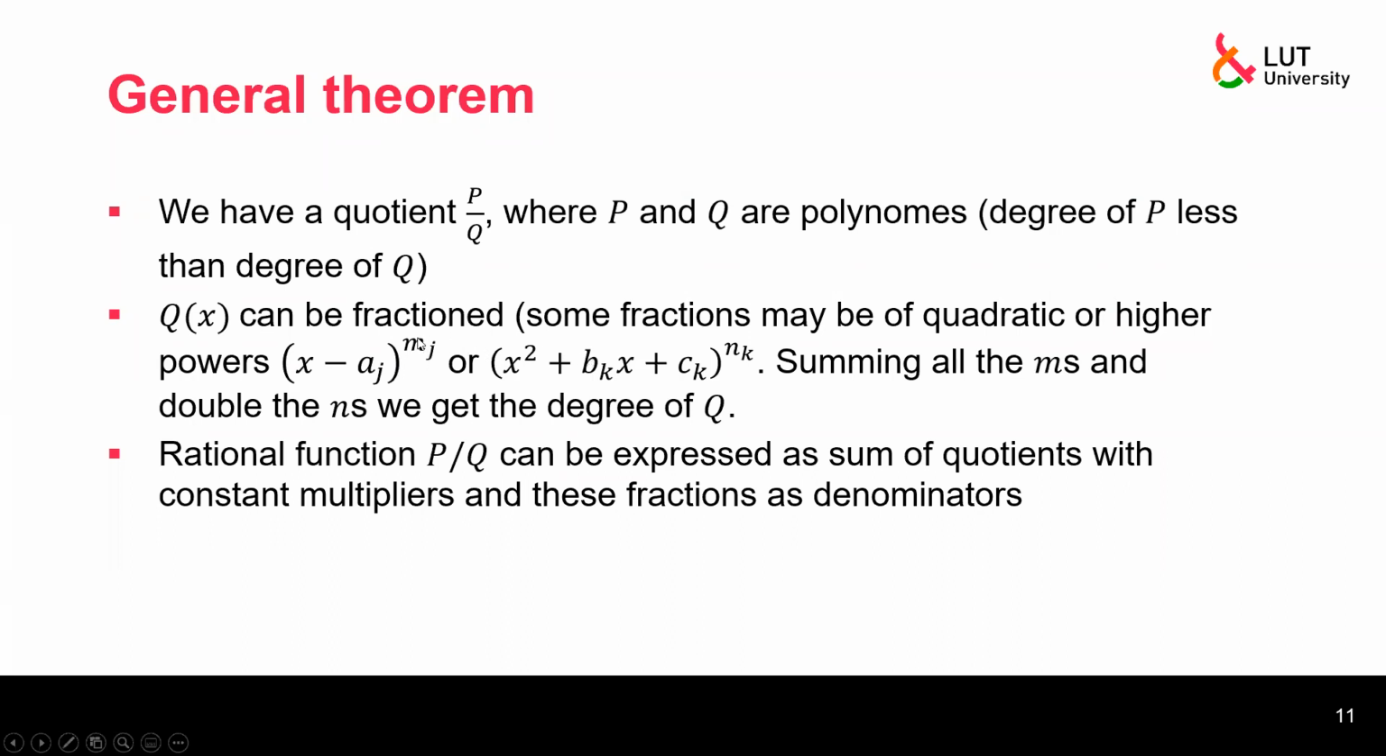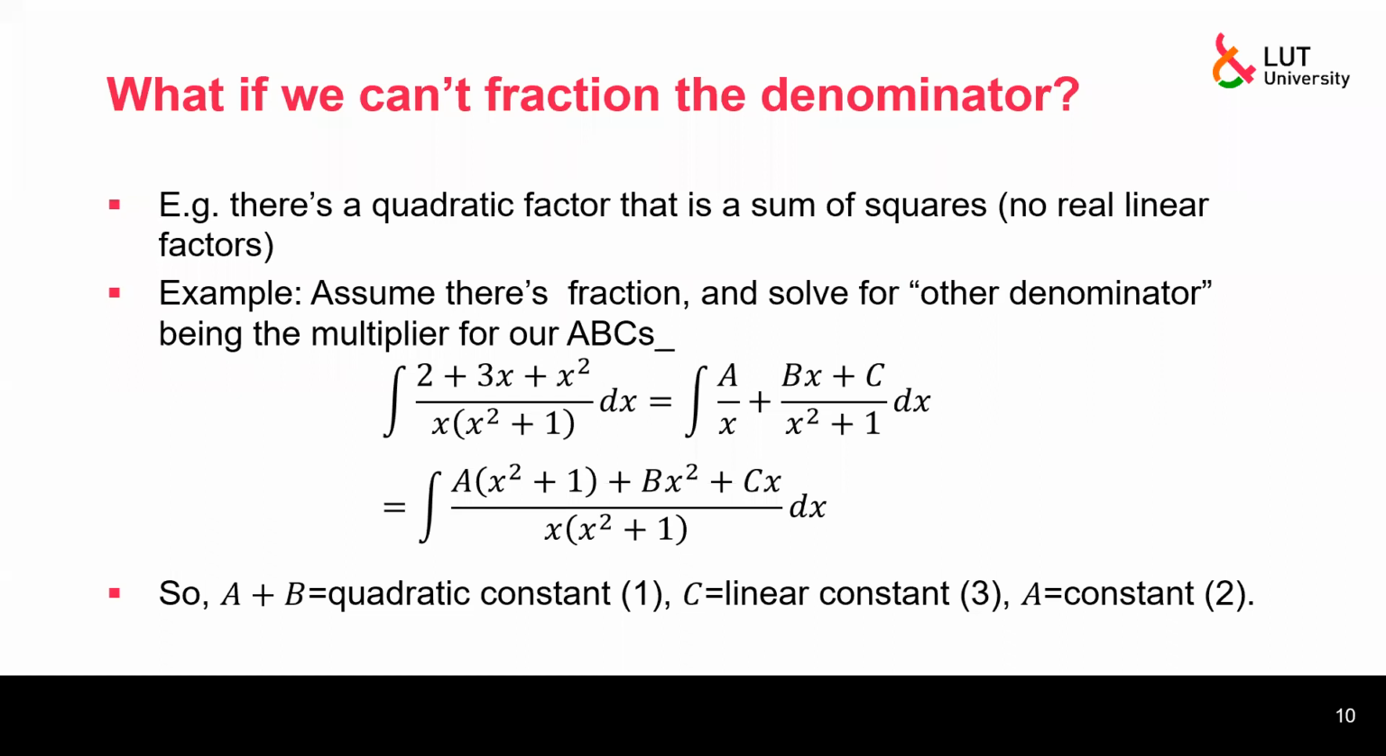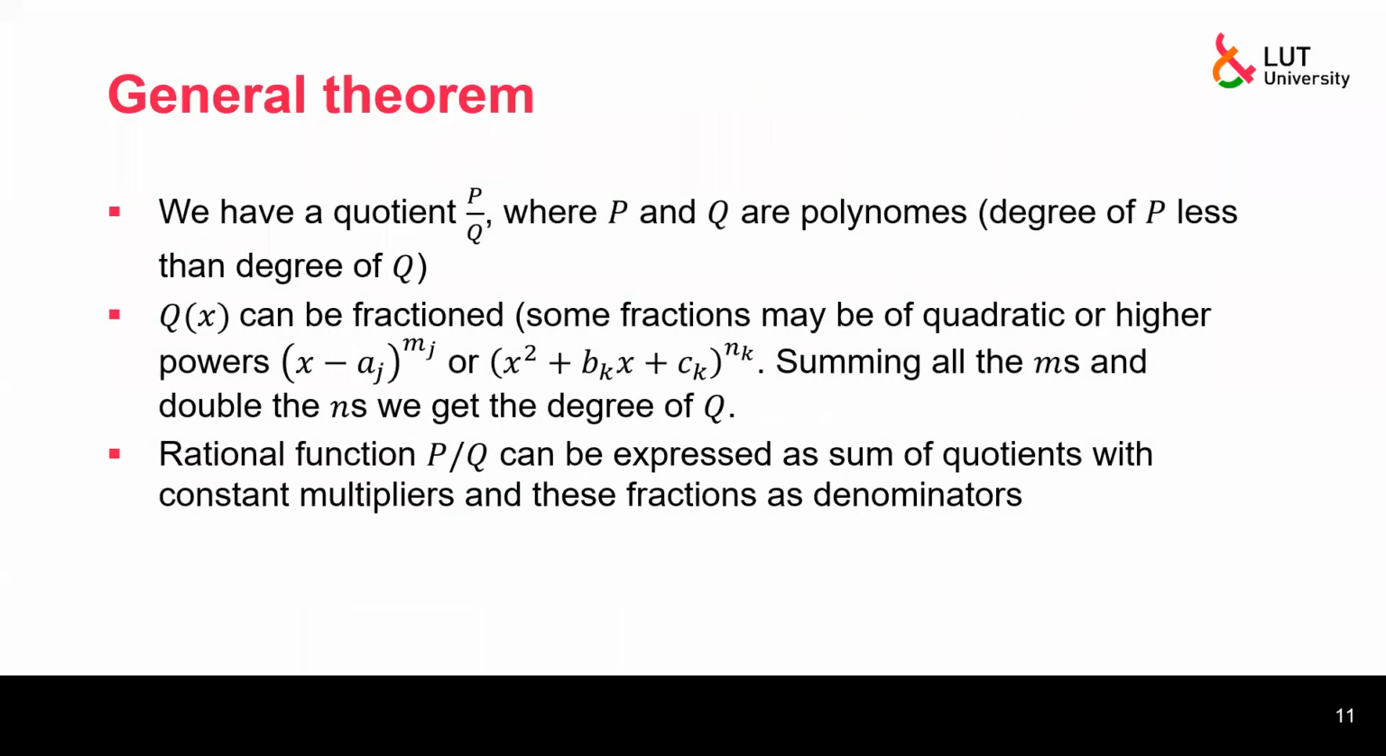If we sum all the m's and double the m's, so here's our x squared, so this is the quadratic part. So if we look at the original degree, then these constitute 1 x, these constitute 2 x powers. So for example, here the original degree is x cubed minus x squared plus x. So it's a third degree function. We will get the degree of q.